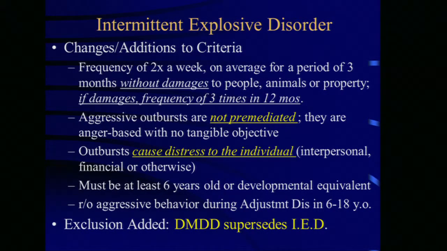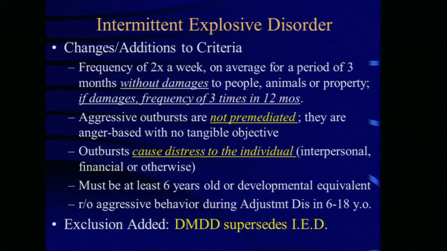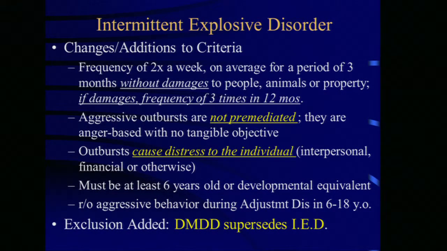No. The intermittent explosive disorder, they've redefined it a little bit, frequency twice a week on average for 3 months. Here's what they've changed. If there's no damage to people, animals, or property, it's twice a week on average for at least 3 months. If there are damages to people and property, the frequency is 3 times in a year. Very much like conduct disorder. We used to have that. The aggressive outbursts are not premeditated. There's no direction. It's pure emotion. There's not a goal, a manipulation. It's just a blast of anger, and it causes distress to the person who has the intermittent explosive disorder. They have very much distress. They lose friends. They have financial problems or something else.